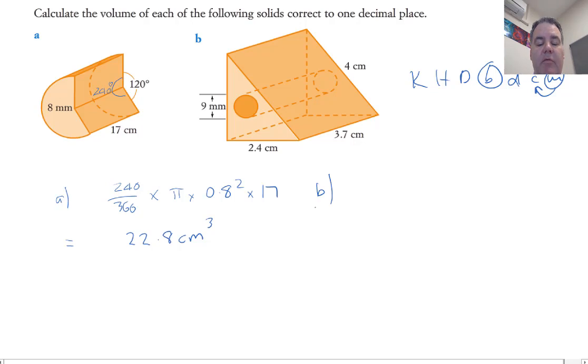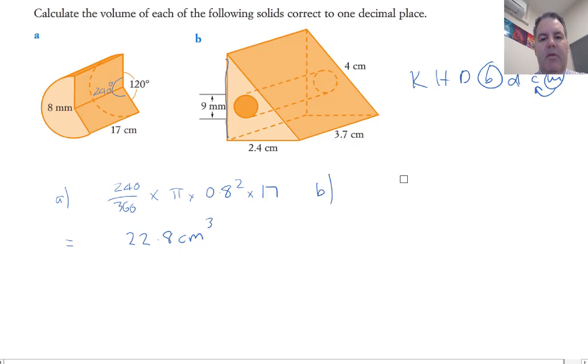All right, second one here, we've got, obviously, or hopefully you can see, we've got the triangular prism, and then we've taken out this cylinder. So when we work out the volume, we're going to go 1/2 times the base times the height, times by how long it is, so that we're going to get the volume of that triangular prism, and then we're going to take off this area of the cylinder. Now, if we want to get the height, we need this part right here. So let's do that first.